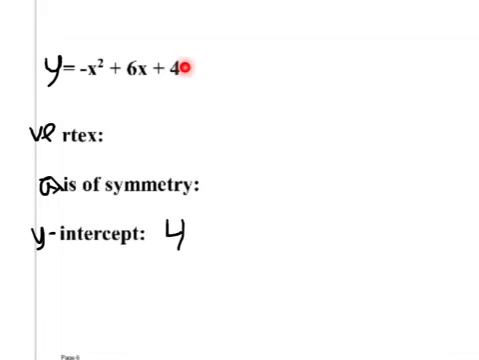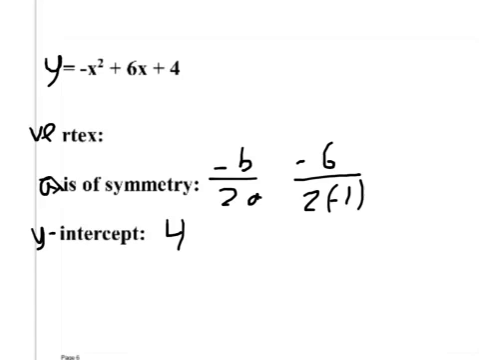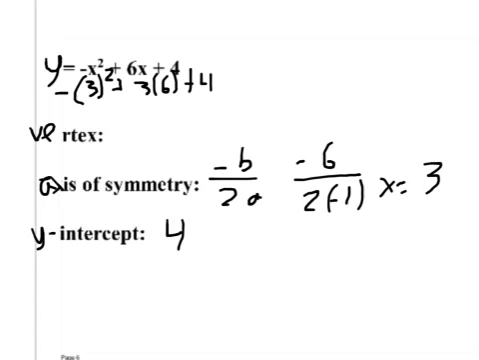Axis of symmetry. We take negative b over 2a. Negative b is negative 6. A is negative 1, so 2 times negative 1 is negative 2. So negative 6 divided by negative 2 is 3. X equals 3. So I plug in 3 for my x's. Negative 3 squared is negative 9, plus 3 times 6 is 18, plus 4. So we've got 9 plus 4, which is 13. So the vertex is 3, 13.